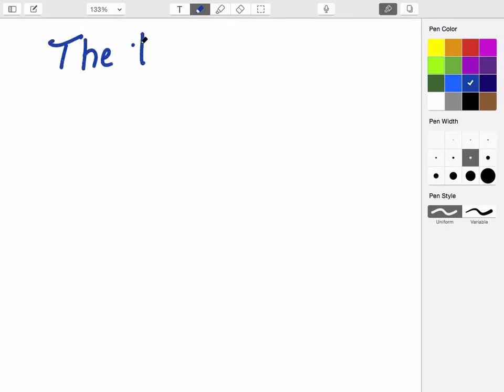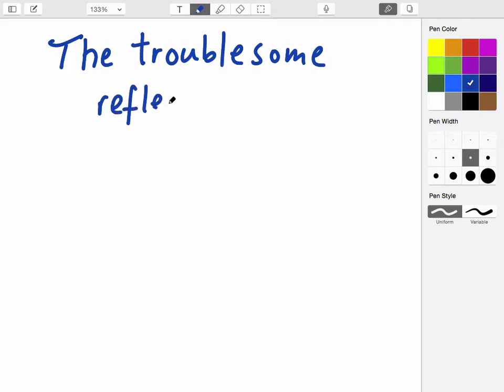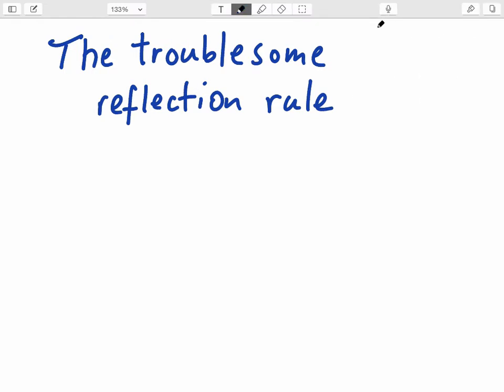The troublesome reflection rule. Okay, so I'm going to speak about what goes wrong with type theory from an implementation point of view when you add the reflection rule to it.